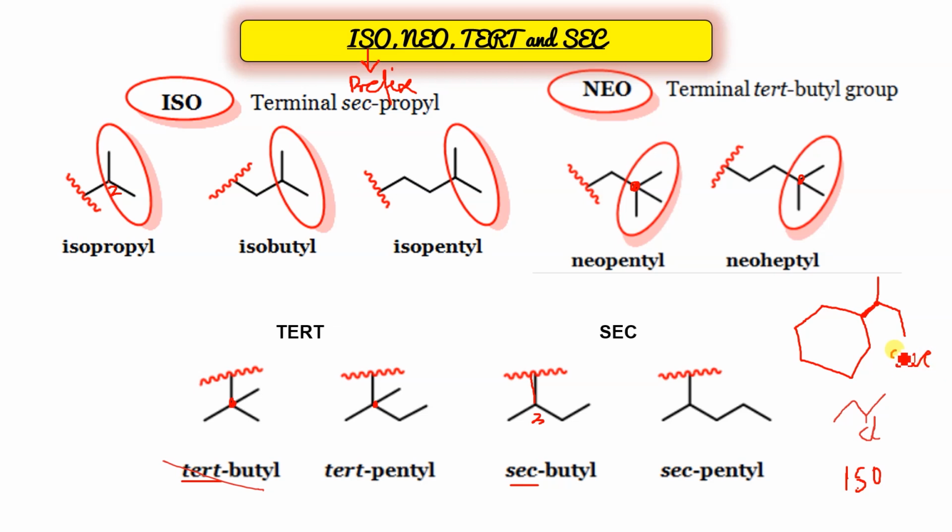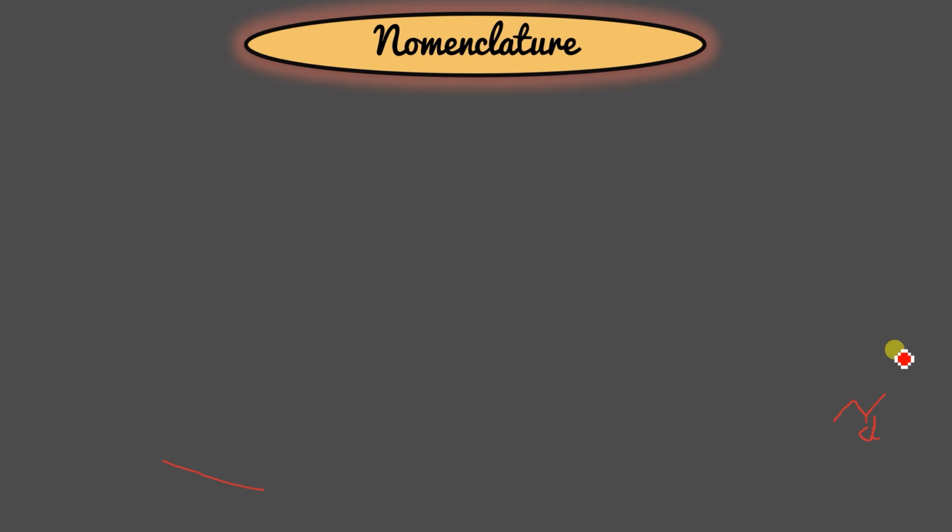Okay, so now the next thing, we have to start with the nomenclature. Obviously we have done it in a very detailed way in class 11. So here I will discuss some recapitulation, and if there is still any problem with nomenclature, there is a separate video on nomenclature. You can watch that and get things clear.